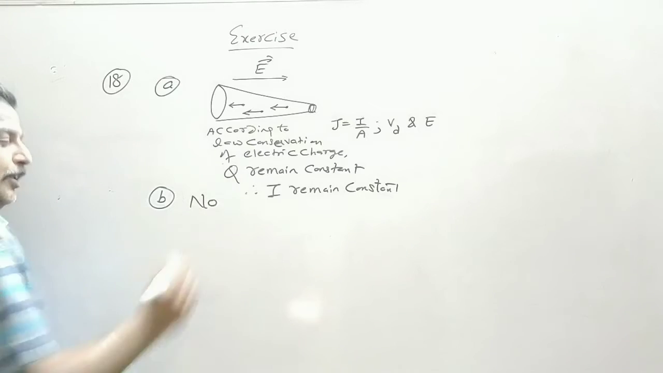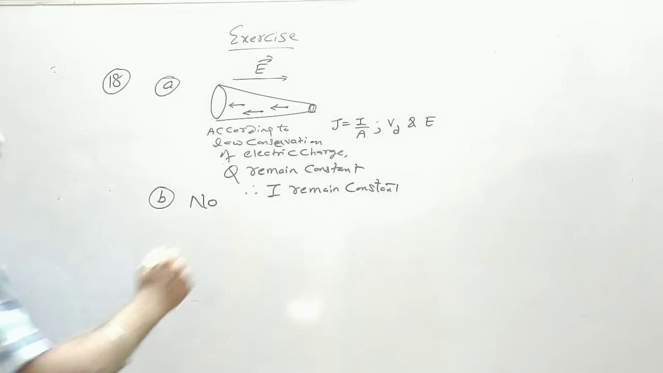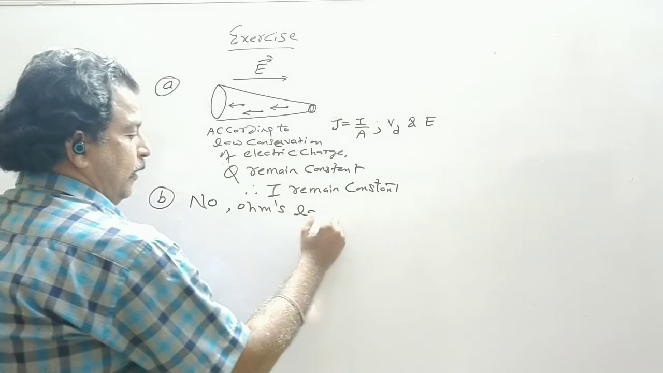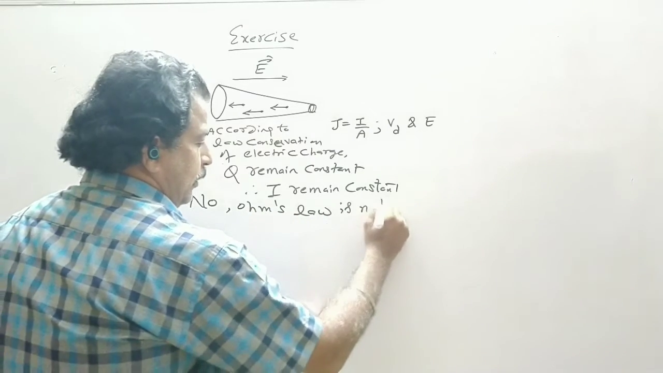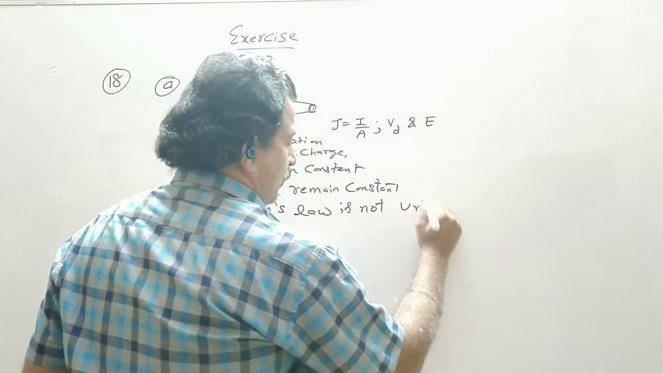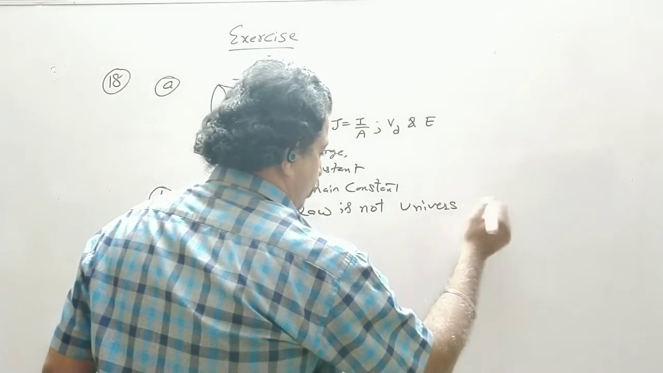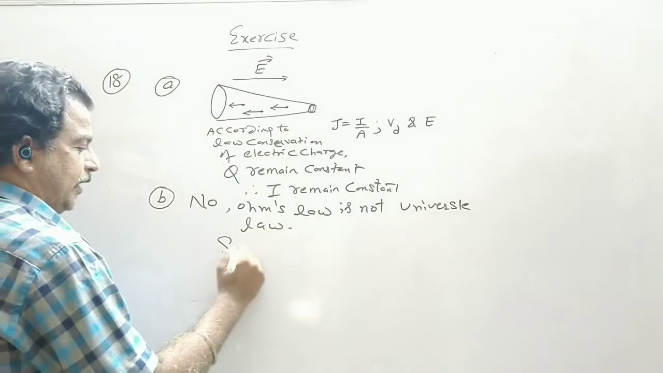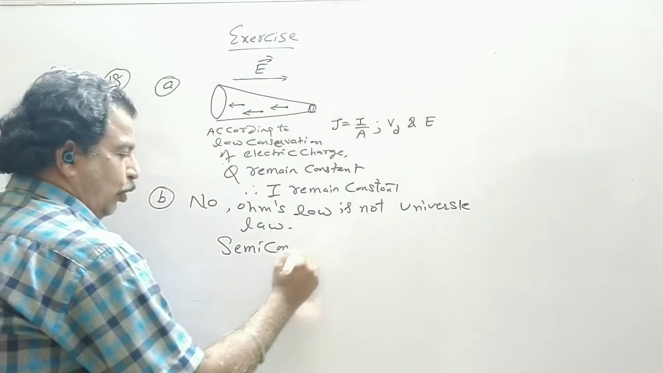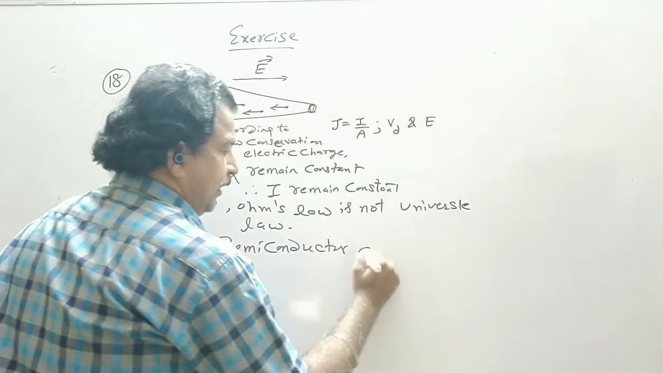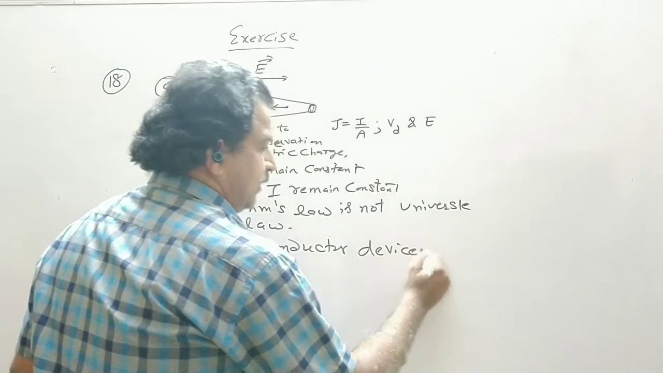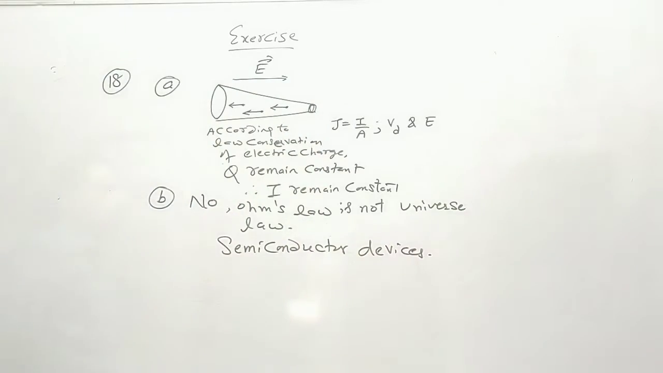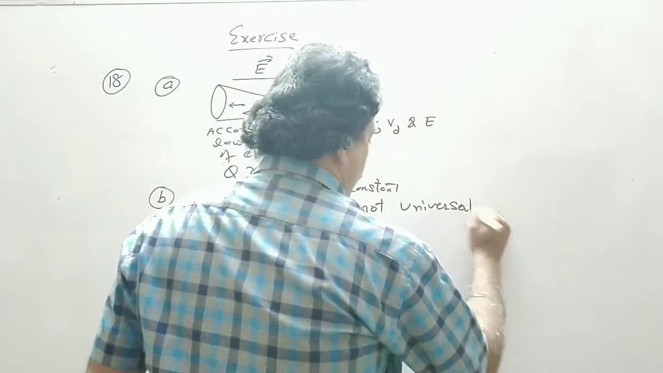So Ohm's law is not a universal law. So the answer is no. Ohm's law is not universal. Now, which are the devices which do not obey Ohm's law? We have semiconductor devices which do not obey Ohm's law. So Ohm's law is not a universal law.